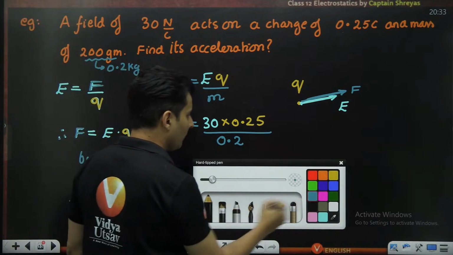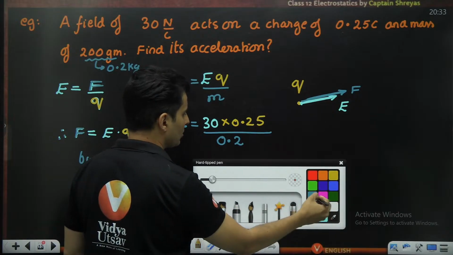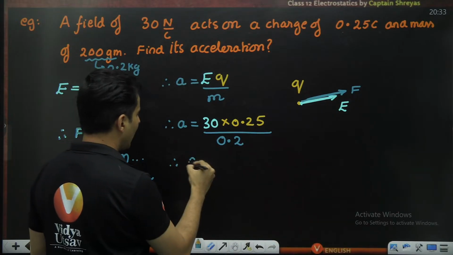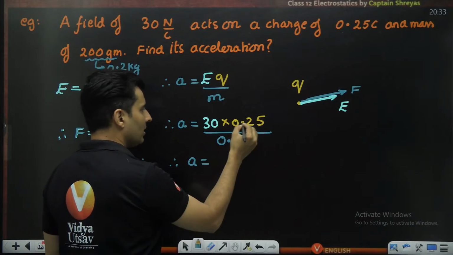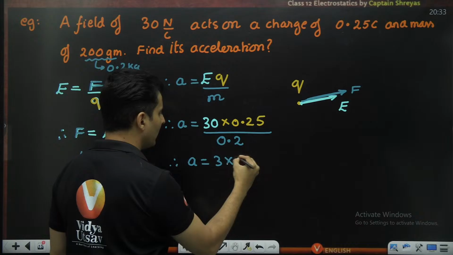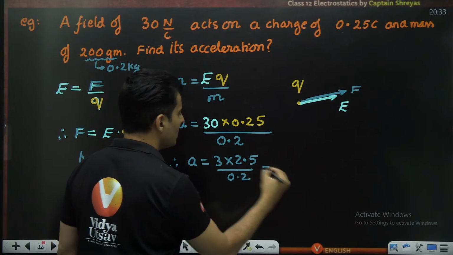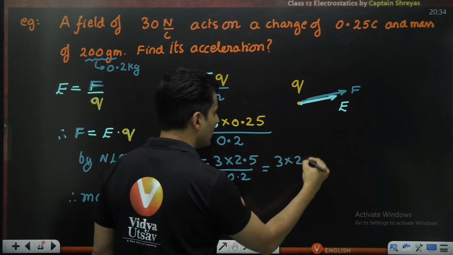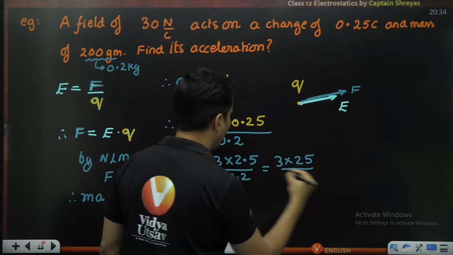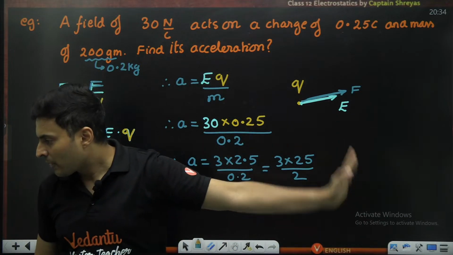All right. So what and all will get cancelled? Nothing is going to get cancelled. No issues. Let's solve it normally. So acceleration will be, this 0 multiplies with this decimal. So it will become 3 multiplied by 2.5 divided by 0.2. Shift this decimal on numerator and denominator. So it will become 3 multiplied by 25, the whole thing divided by 2. Is that right, everyone? Very good.